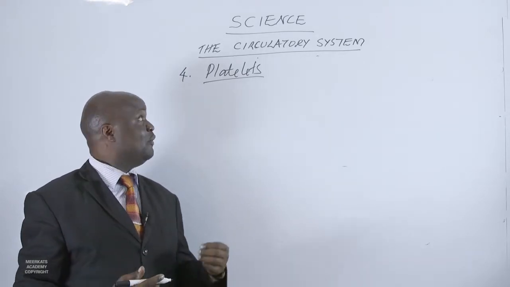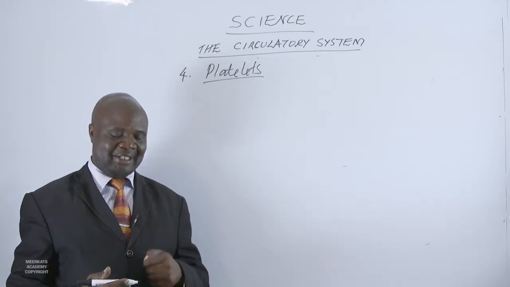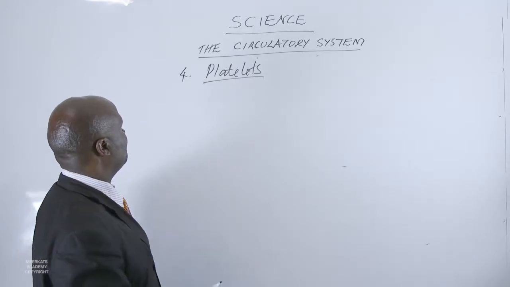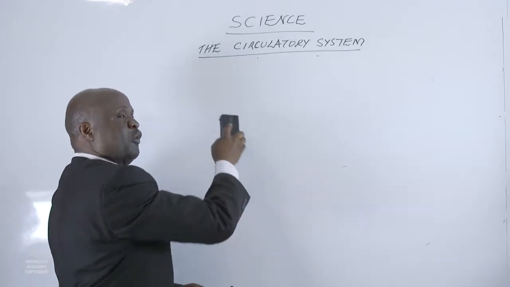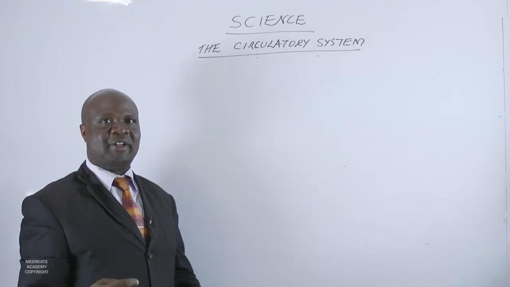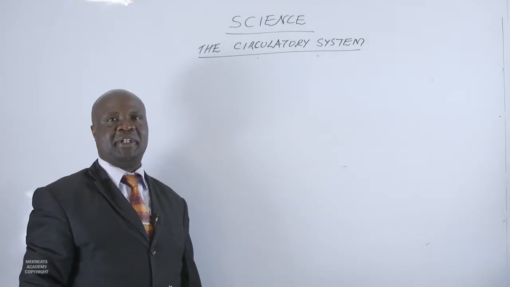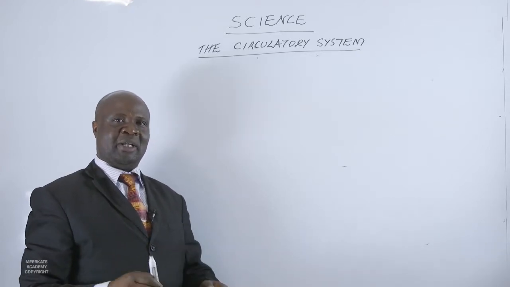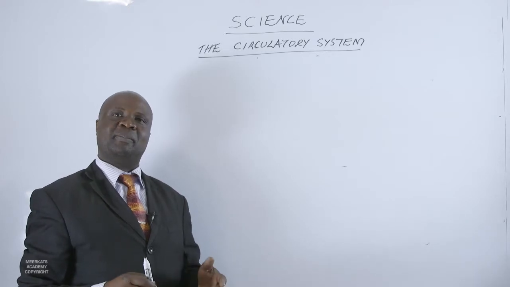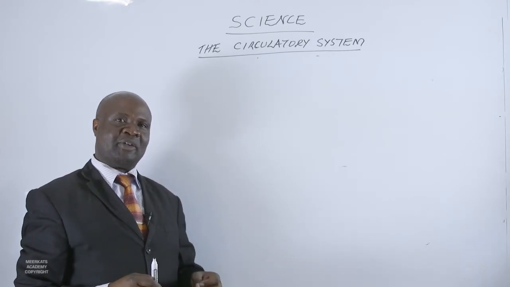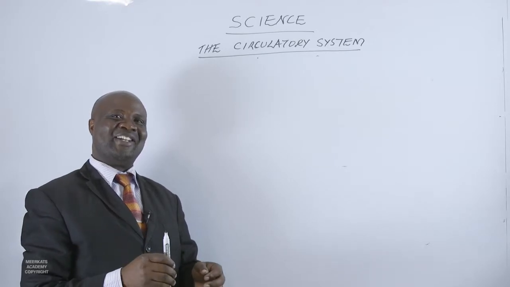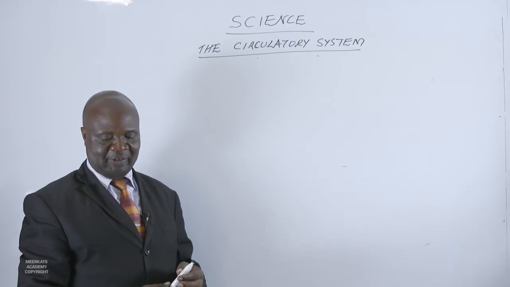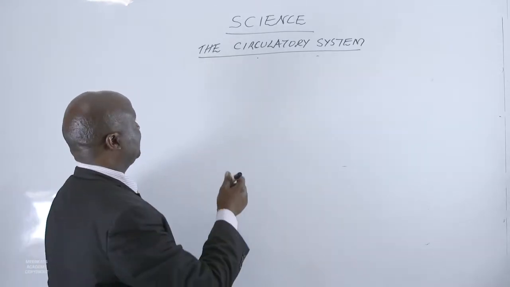Now we can go ahead and see types of blood vessels and their functions. For blood to move from one area of the body to the next, it needs a channel through which it will move. The plasma we have been talking about, the white blood cells, even the red blood cells, they will need a channel through which they will move. And this channel is called the blood vessels. Types of blood vessels and their functions.